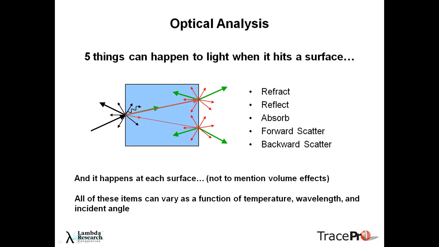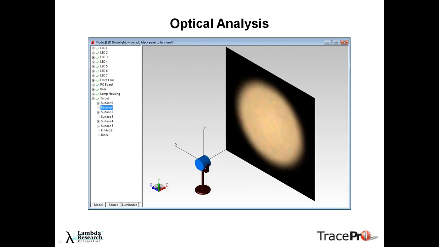And basically, 5 things can happen to light when it hits a surface. It can be refracted, reflected, absorbed, forward scattered, and backward scattered. And that happens at every surface. And that's not even bringing into account the volume effects, what's happening inside the object, things like bulk scatter. And then all of these parameters can vary as a function of temperature, wavelength, and incident angle. So there can be a lot of things happening with the rays.